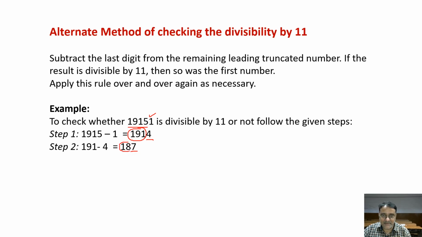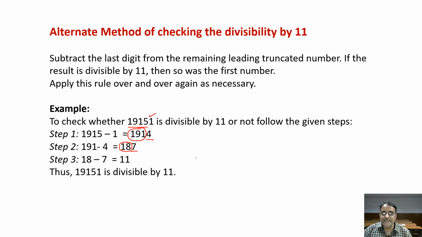We will subtract it from the remaining number, that is 18 number. 18 minus 7 is 11. So 11 is divisible by 11. So the number is divisible by 11. So this is the alternate method for divisibility test by 11. Okay. So coming to the next divisibility by 7.